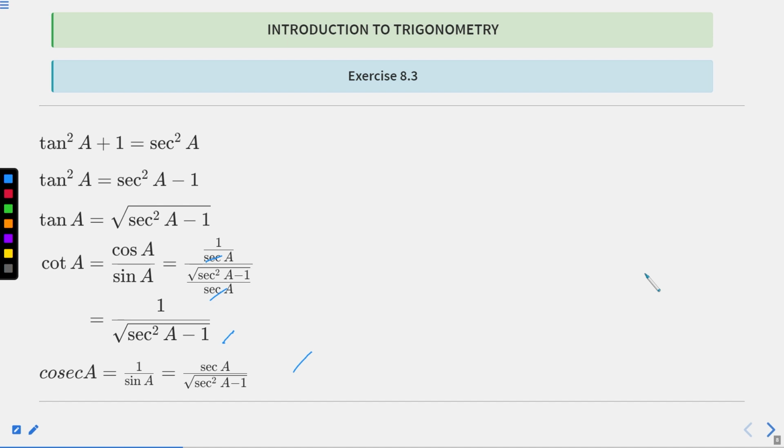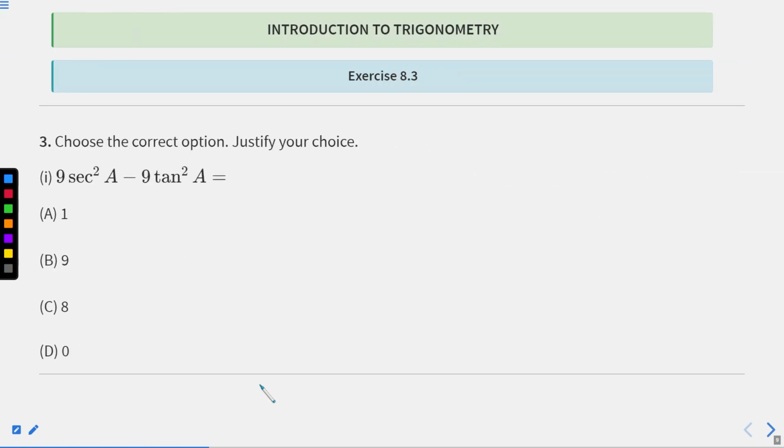And at the end, we have expressed cosec A in terms of sec A, as cosec A is equal to 1 by sin A, and this is equal to sec A divided by square root of sec square A minus 1, since sin A in terms of sec A is square root of sec square A minus 1 divided by sec A. Okay, so cosec A is equal to sec A divided by square root of sec square A minus 1. And now let us move to question number 3.